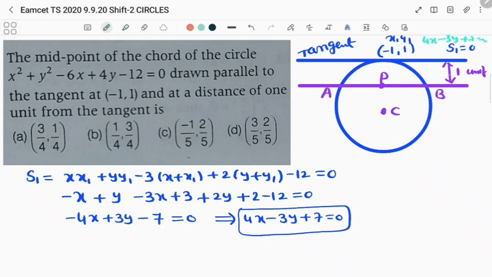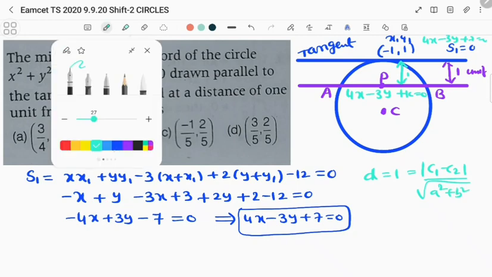This is parallel to this one, no? At a distance of 1 unit. So the parallel line may be 4x minus 3y plus k equal to 0, no? The distance between them is 1 unit. So the distance between parallel lines is d is equal to mod c1 minus c2 by root of a square plus b square, dear students. So I will change the color according to that.